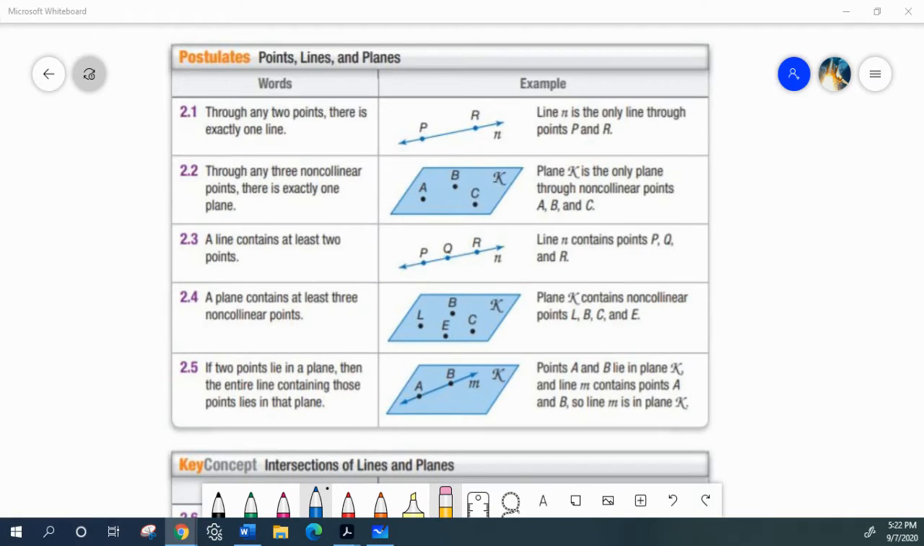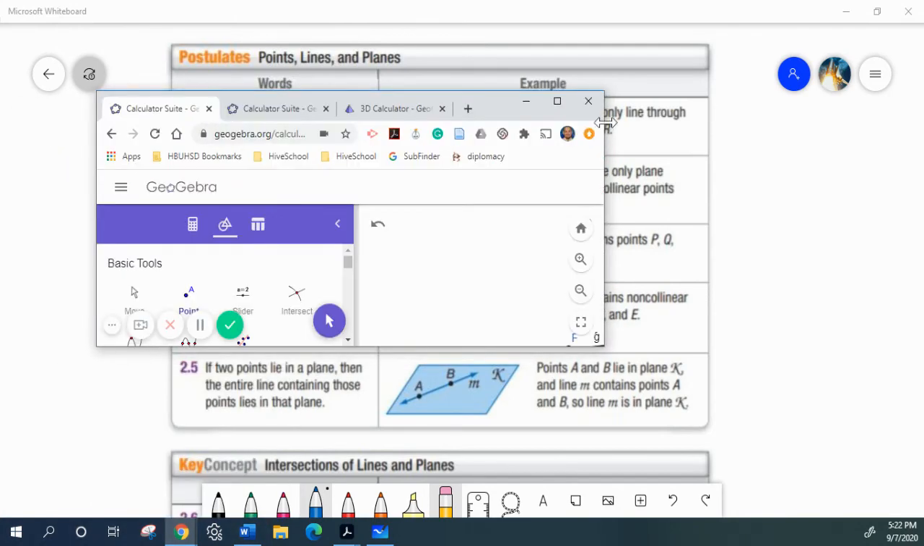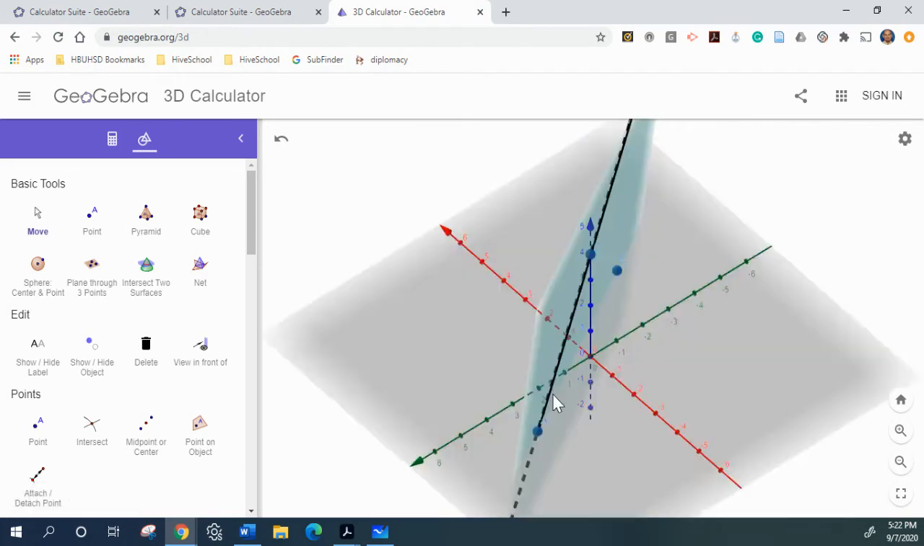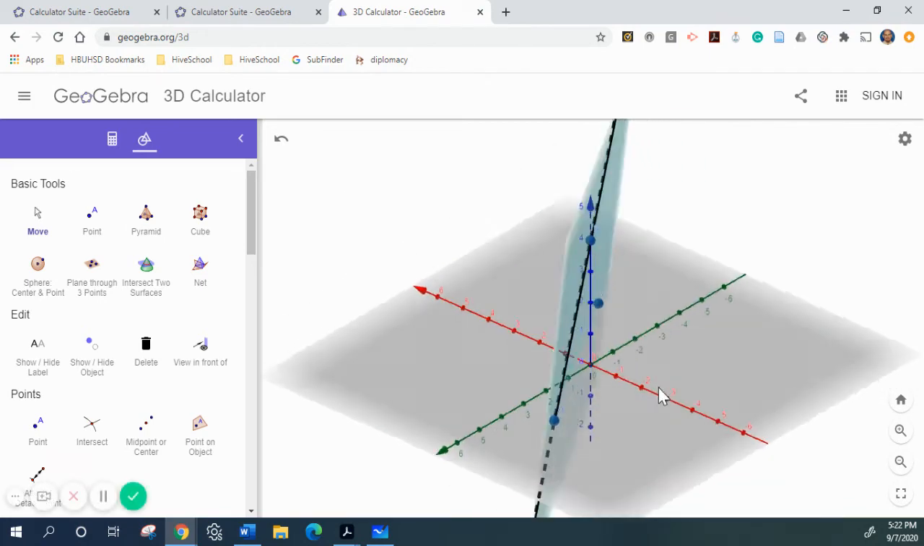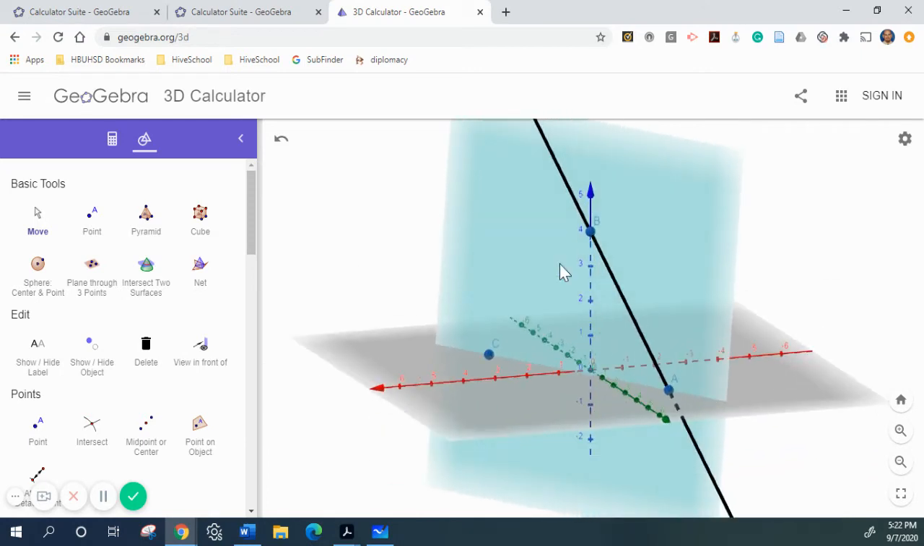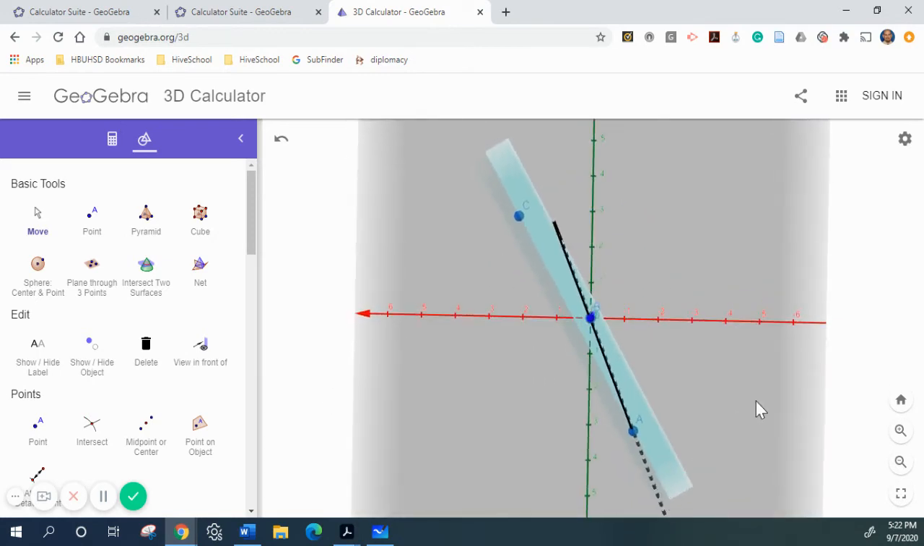Right? 2.4, a plane contains at least 3 non-collinear points. That's absolutely true. If we go back to, again, since we're dealing with a plane, because I was able to draw this plane through here, understand that these were the minimum that I had in order to draw these. So a plane contains at least 3 points.